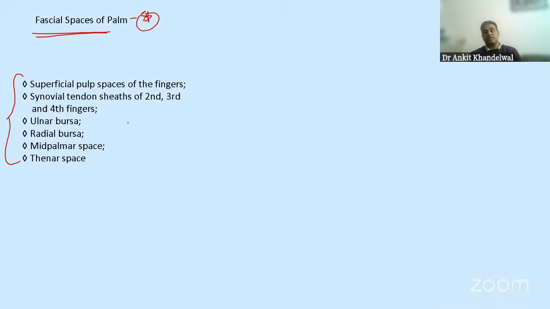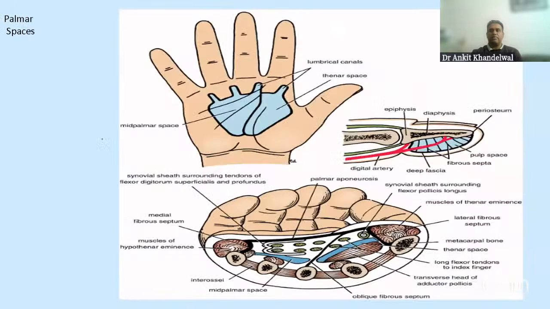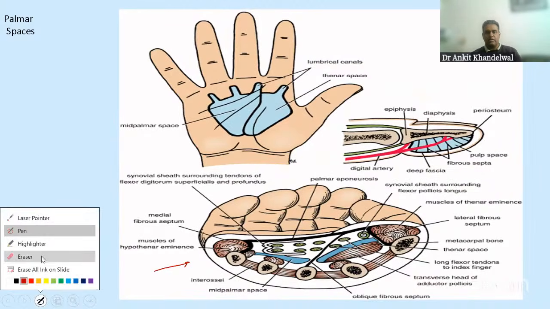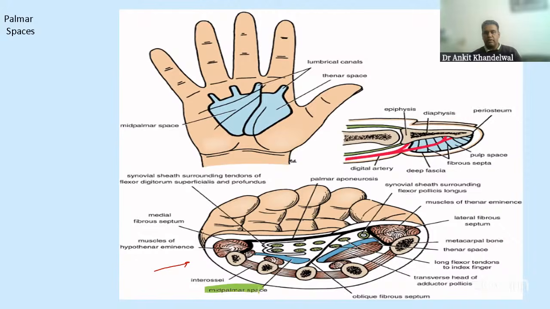Palmar fascial spaces, elaborated. I guess we have just talked about the bursas. Pulp space is at the pulp. Mid palmar and thenar spaces, let me show you. This diagram also you can make over here. Can you see this blue colored? Let me just highlight it a bit. That is the mid palmar space over here. And this must be the thenar space.